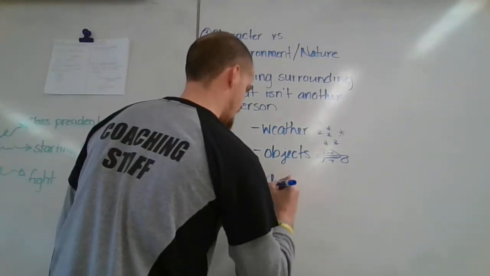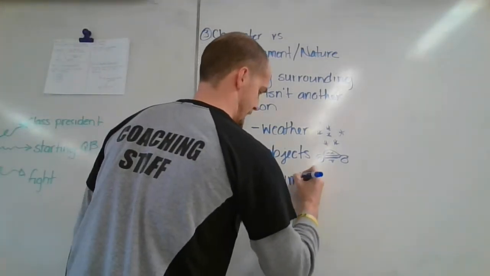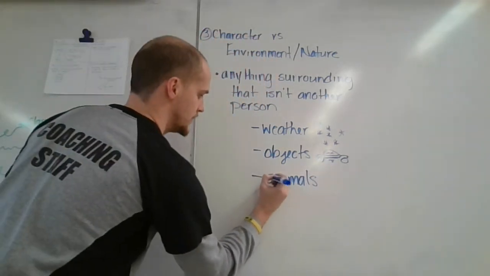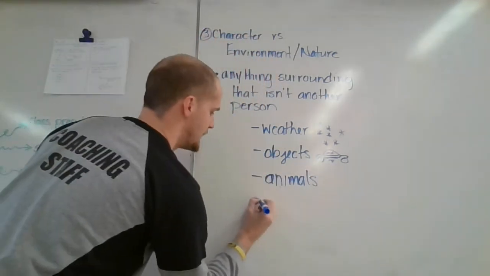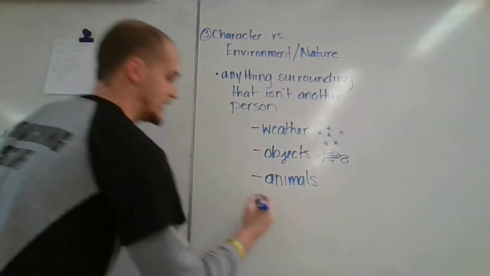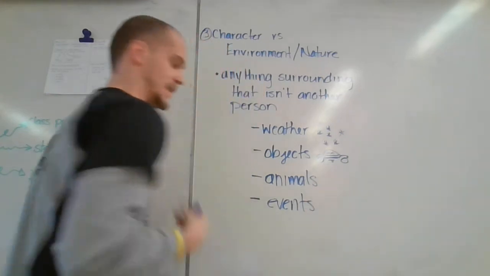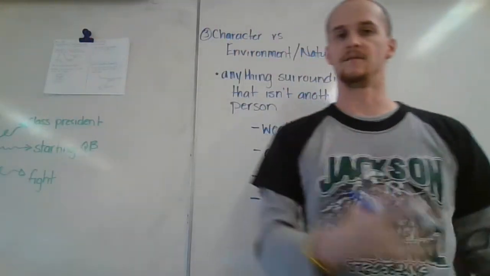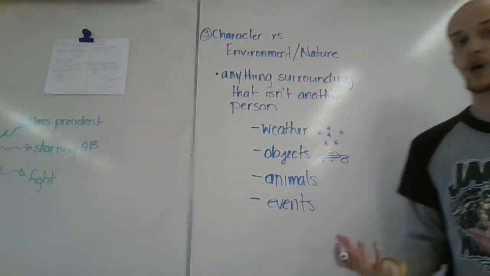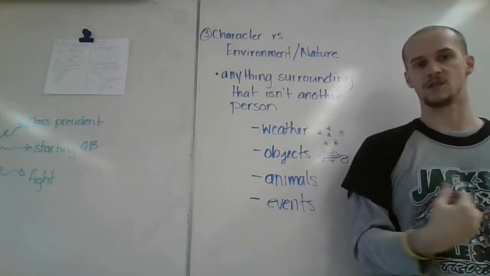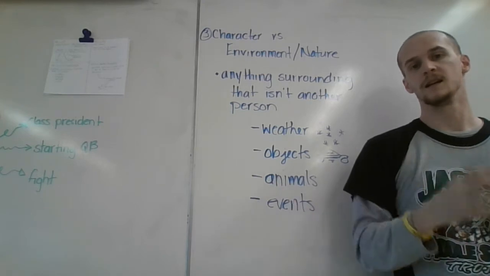Animals. Maybe someone got bit by a dog and that created a conflict. Or events. Maybe the character wants to go somewhere, but there's an event that's stopping them from being able to go. But these would all be examples of environment or nature versus the character and the conflict that is there.